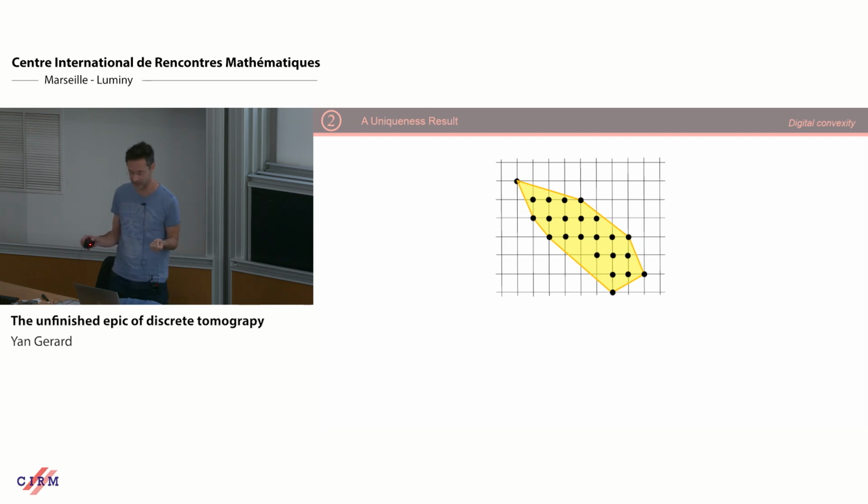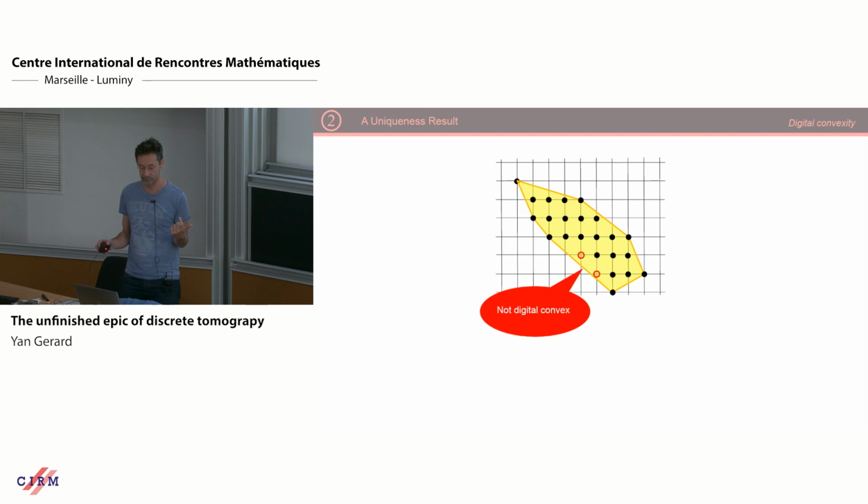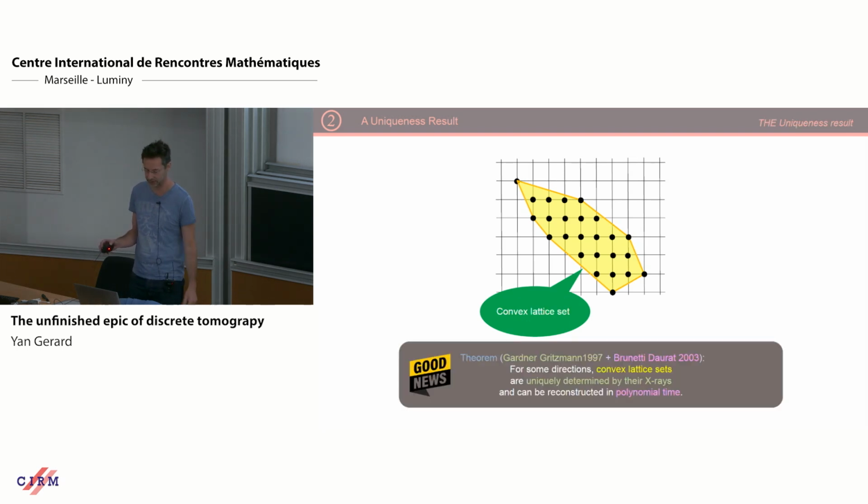What does it mean, digital convex? It means that if you take this lattice set and the convex hull in yellow, there are some holes, some missing points. Then this set is not digital convex. If you add the 2 missing points, then this new set is digital convex. Well, that's the meaning of digital convex.